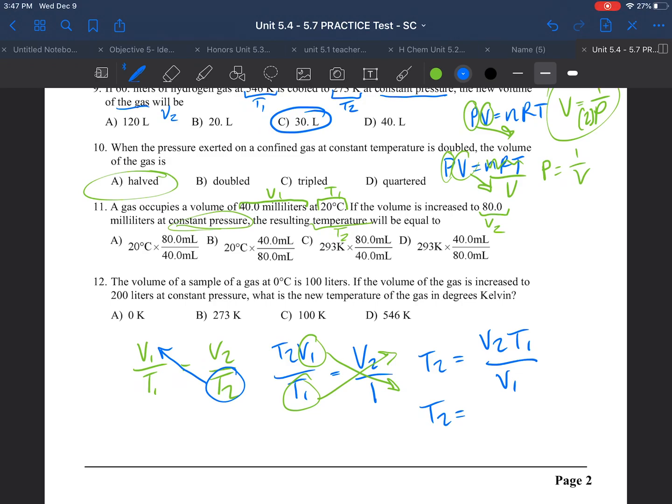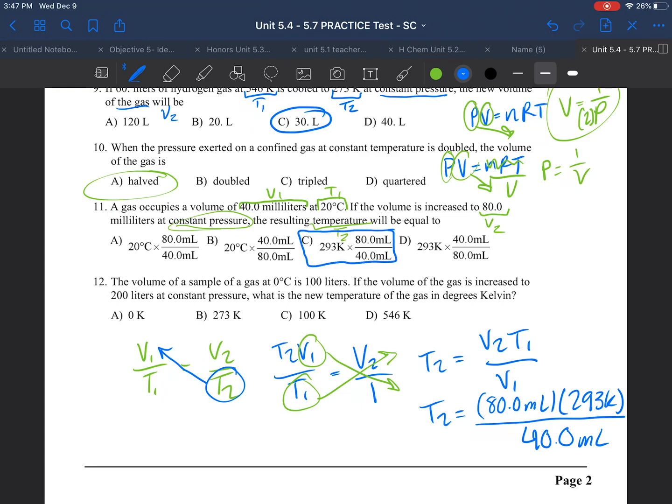Plugging in our values, we get 80 milliliters times 20 degrees C. Calculating out what that is in Kelvin is just 20 plus 273. So we have 293 Kelvin all over V1, which is 40 milliliters. And so what you get for your answer there is C. This would be the setup.